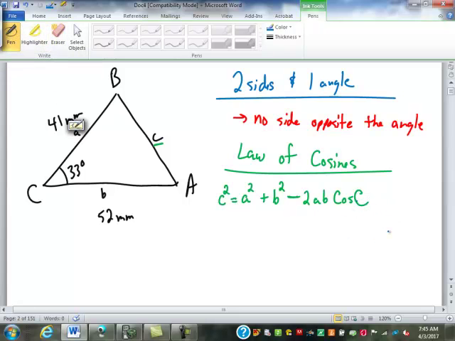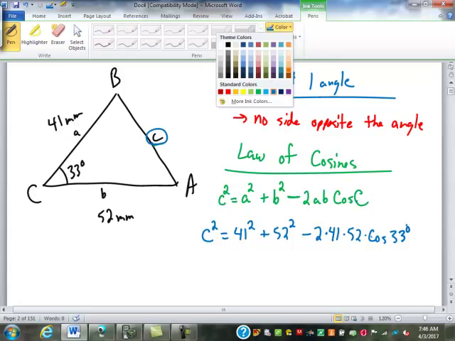So we're going to use this law of cosines, and what it's going to do is find this side for us. Once we have the length of that side, then we can go back to using the law of sines for the rest of it. So side C squared is going to equal, A is 41, so 41 squared, plus B is 52, so 52 squared, minus 2 times A, 41 again, times B, 52 again, times the cosine of C, which is 33 degrees.